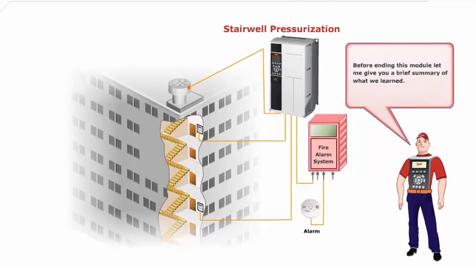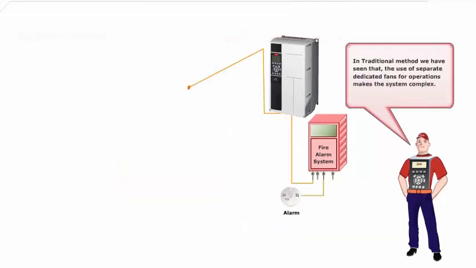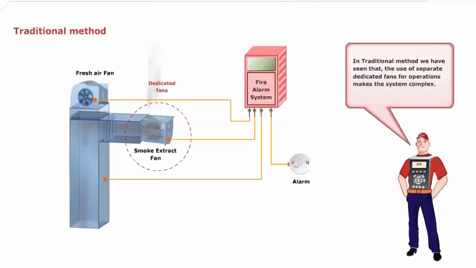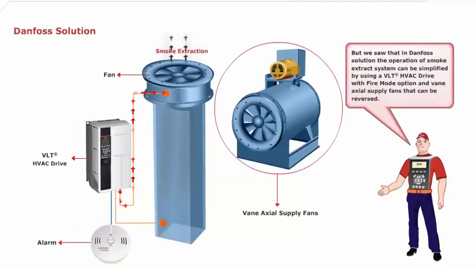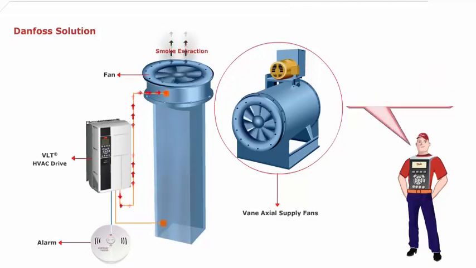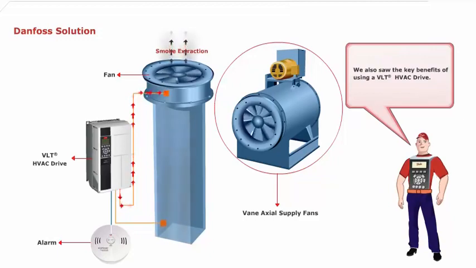Before ending this module, let me give you a brief summary of what we learned. In the traditional method, we have seen that the use of separate dedicated fans for operations makes the system complex. But we saw that in the Danfoss solution, the operation of smoke extract system can be simplified by using a VLT HVAC drive with fire mode option and vane axial supply fans that can be reversed. We also saw the key benefits of using a VLT HVAC drive.